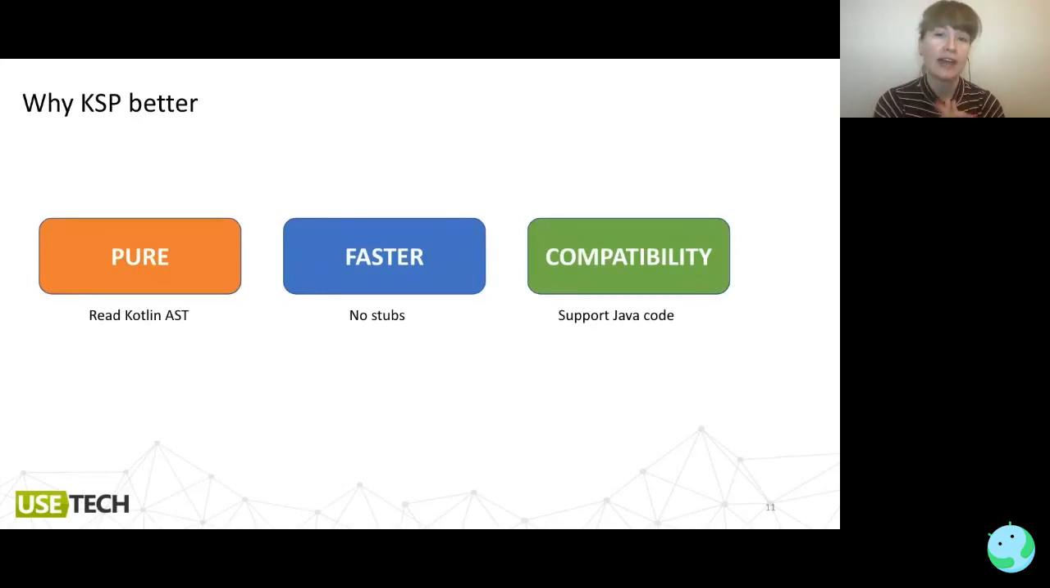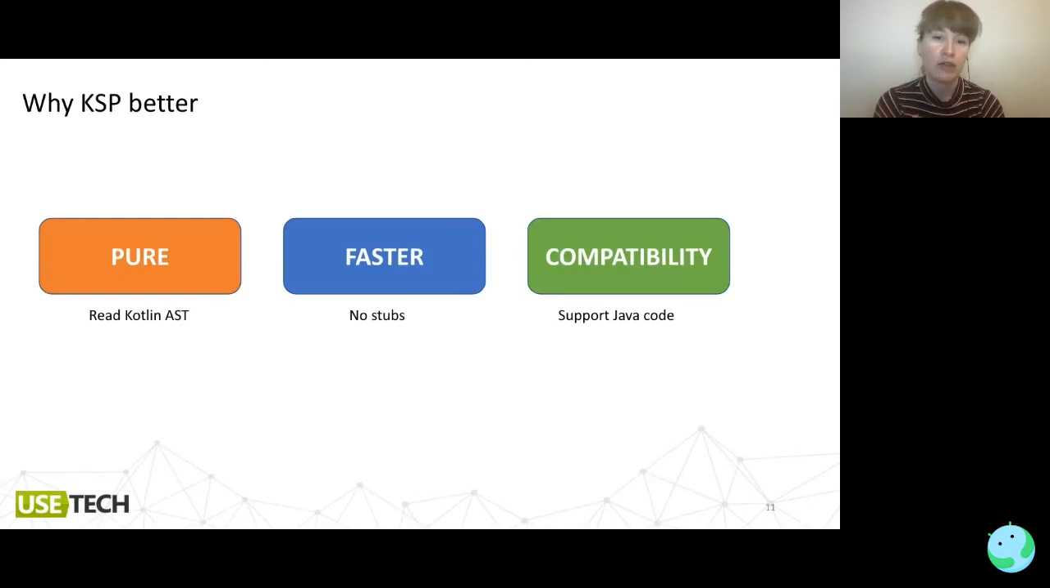Let's compare KAPT with Kotlin Symbol Processing. Though Kotlin Symbol Processing is an experimental technology, it's not ready for production, and the creators of this technology have written that this technology will also be prepared for production in some future, but not today. So why is Kotlin Symbol Processing better than KAPT?